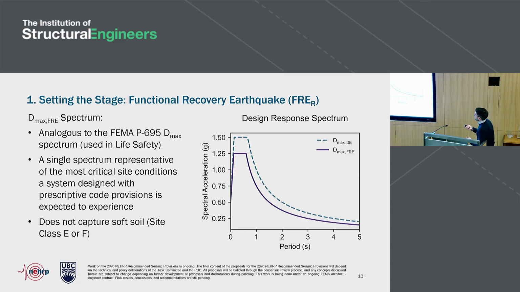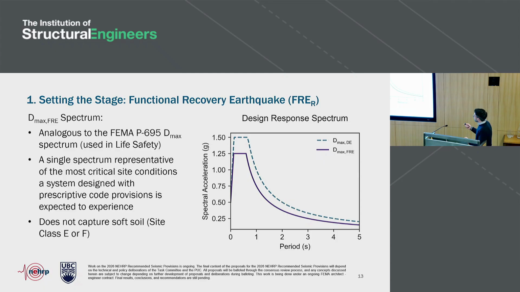So we're using this concept of Dmax, but now applying it to the functional recovery earthquake. The way I like to think about it is essentially a sort of enveloping spectrum. In more concise words, it's a single spectrum that's representative of the most critical conditions that a building would experience if it's being designed using prescriptive requirements. So it's not all comprehensive. It has some limitations when it comes to soft soils and things of that nature, but it's a good way to develop these prescriptive requirements.